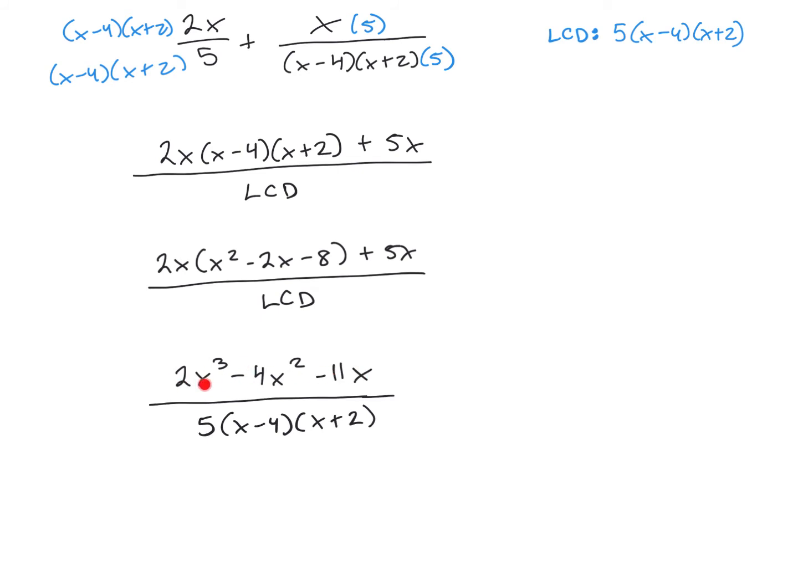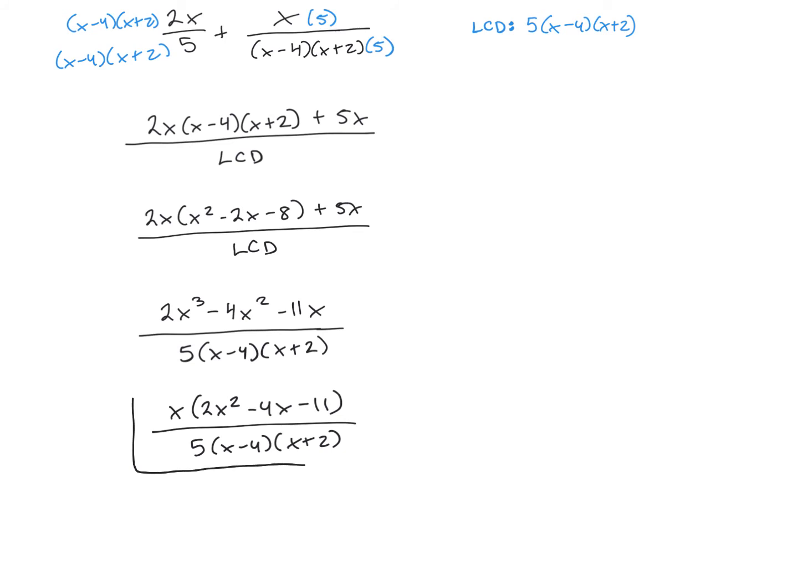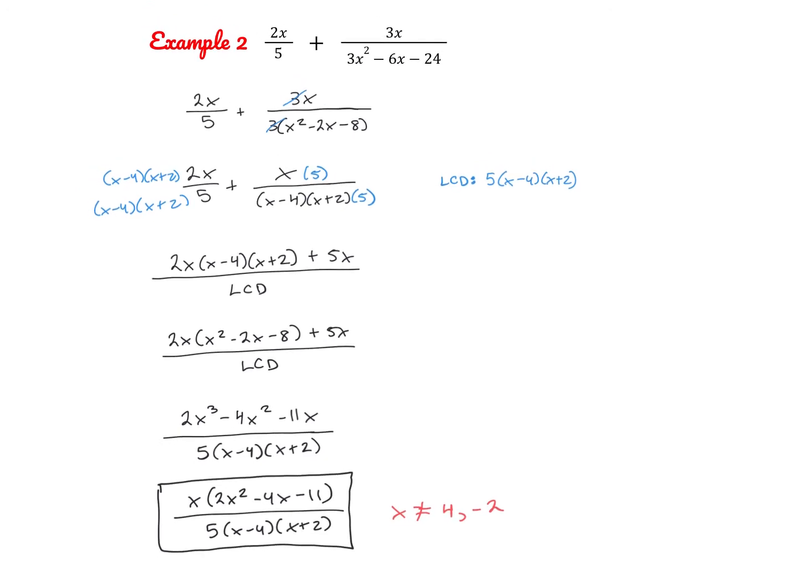Now in our numerator, we could factor out a power of x, but we wouldn't be able to factor the expression anymore anyways. So we can leave it like this, or again, we could factor out that power of x. We should check because sometimes you can factor the remaining expression in your numerator, and then sometimes there's a common factor. In this case, there's not. So this is simplified, and this would be our answer. Then we do need to state the restrictions. From our denominator, I see that x cannot equal positive 4 or negative 2. And that's it for this problem.